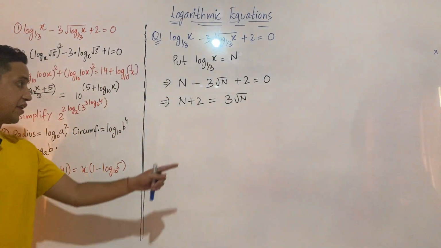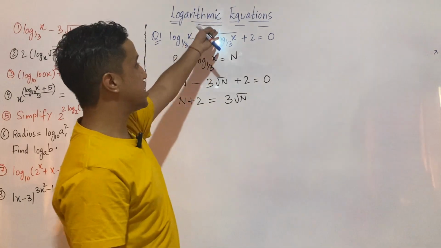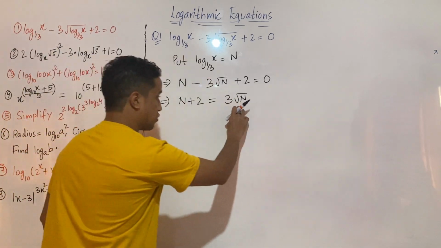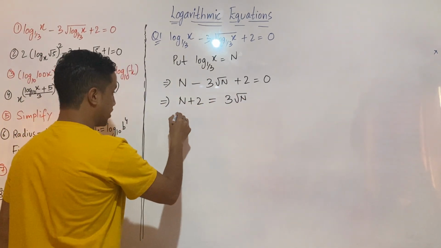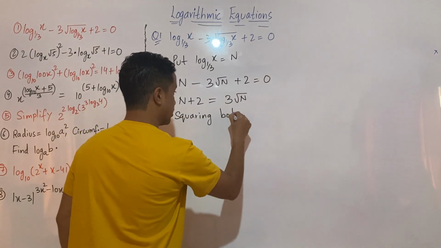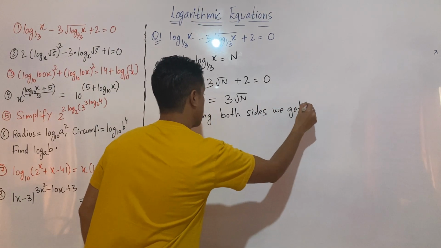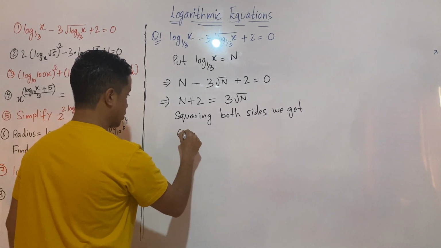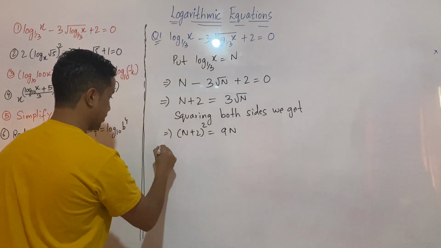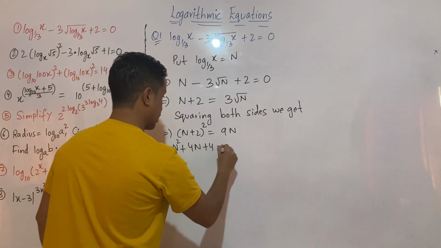Now, I have to get rid of this square root. Why? Because I need to find n, because in this equation we are finding x, and to find x, we have to find n. So to get n, we have to get rid of the square root. So I can say here, squaring both sides, we get n plus 2 squared equals 9n, and here it would be n square plus 4n plus 4 equals 9n.